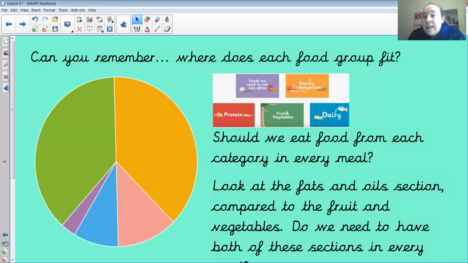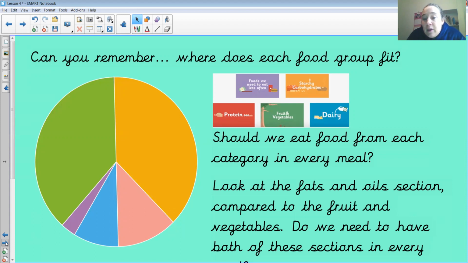So, where does each food group fit? Where do we put the protein? Where do we put the carbohydrates, the dairy, the fruit and the vegetables, even the oils and the fats? Can you remember which parts of our lovely colourful plate they belong to? You might like at this point to pause the video and go back and have a little look to remind yourself if you're not too sure. You can pause the video here and then come back to it in just a second.